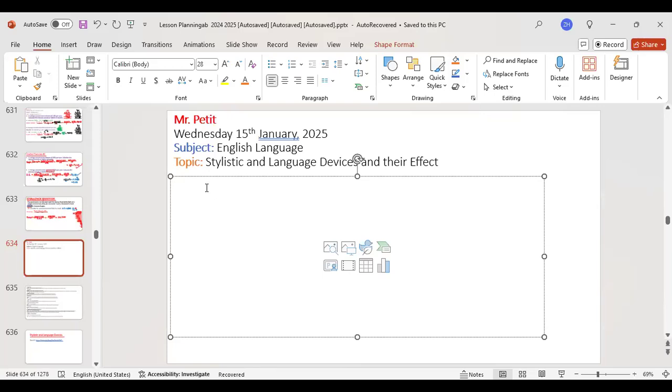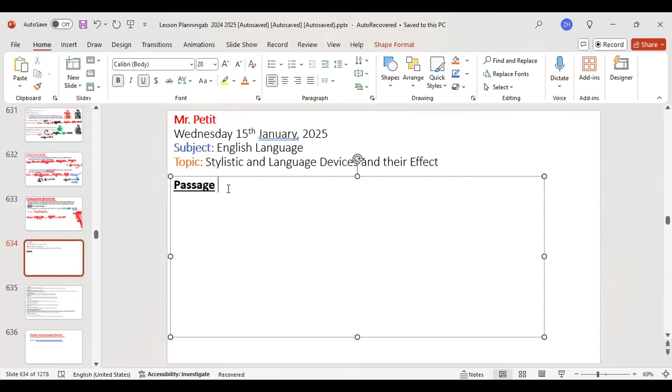So let's go ahead and write down the passage. We're going to write the passage down first, and then we're going to, I wonder if I should even let y'all write down this passage.